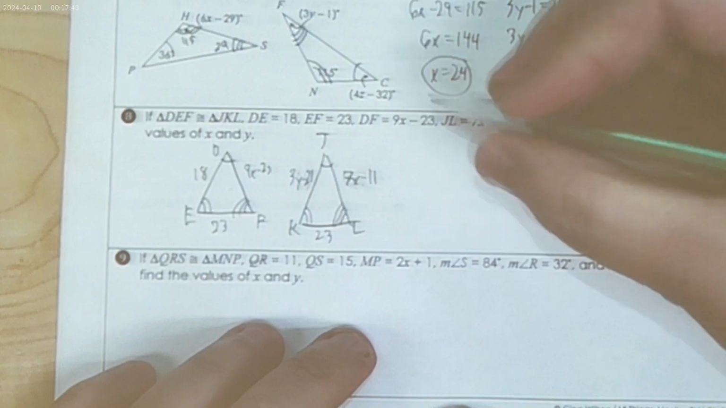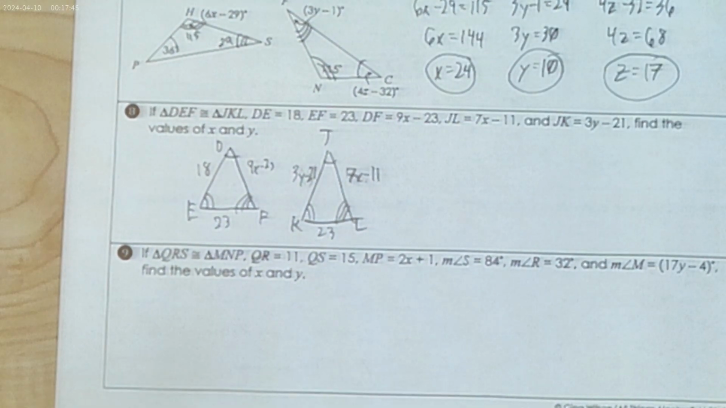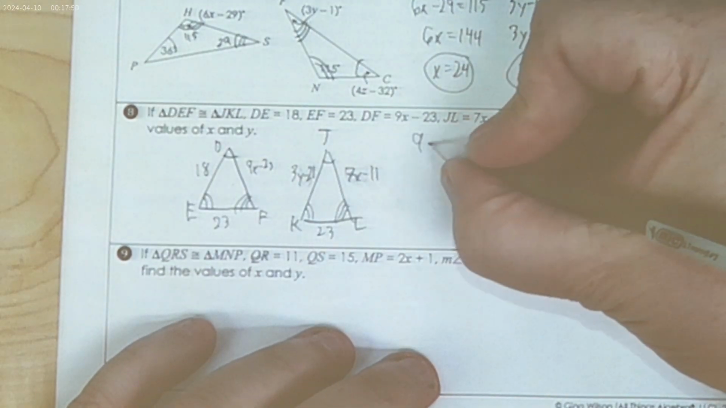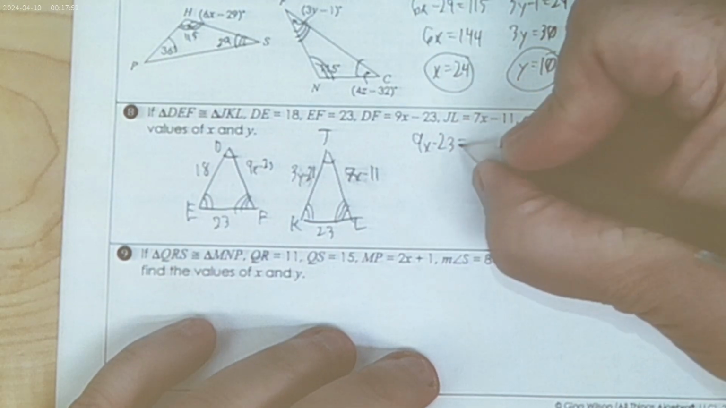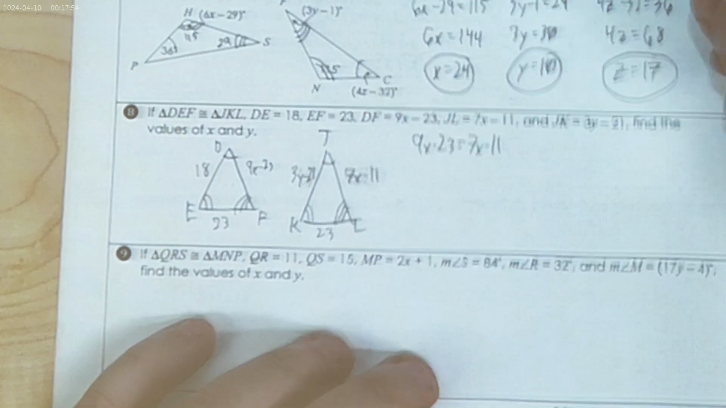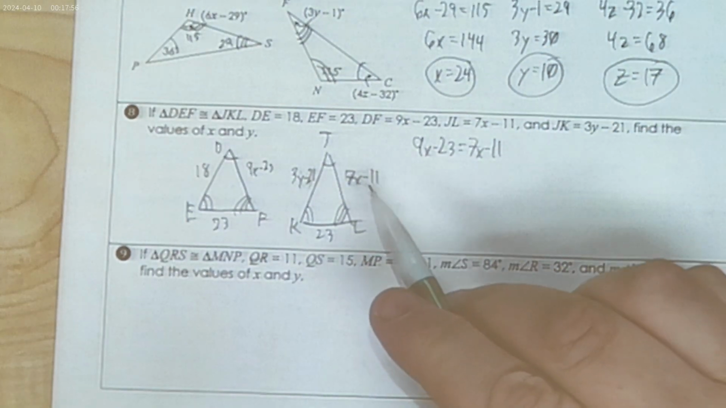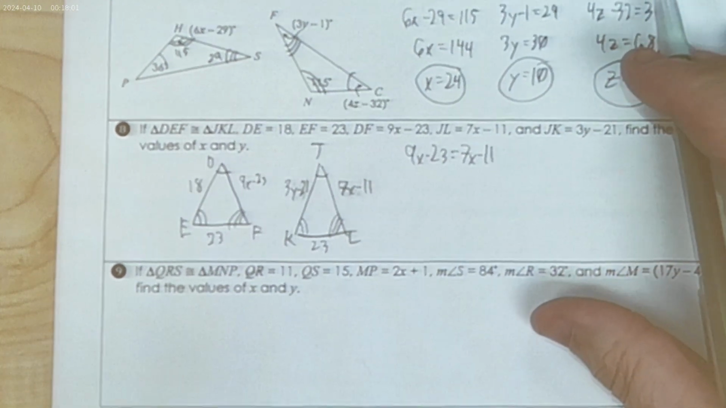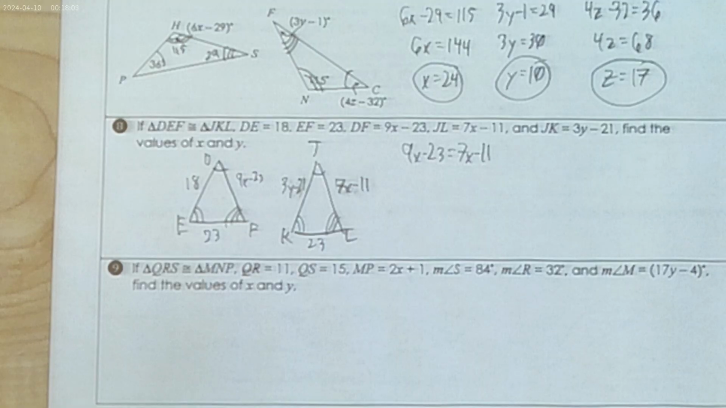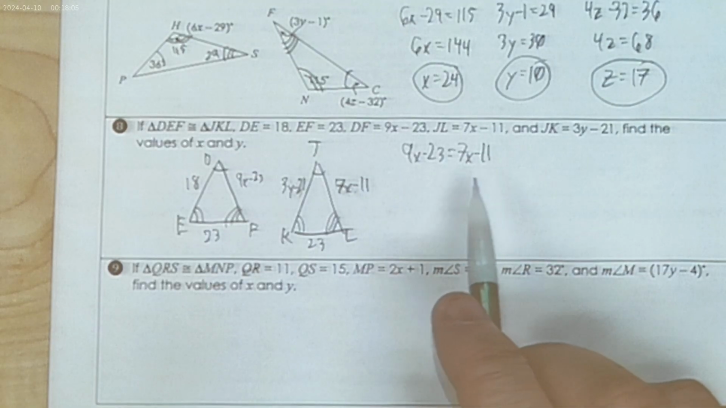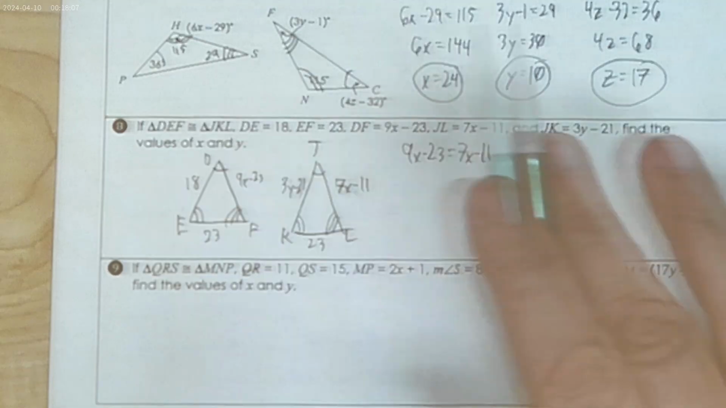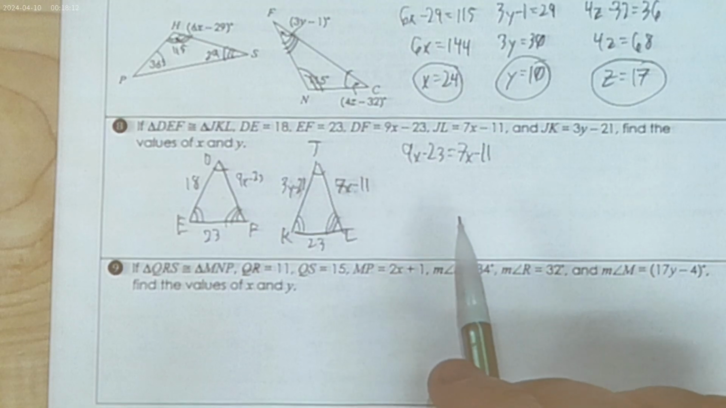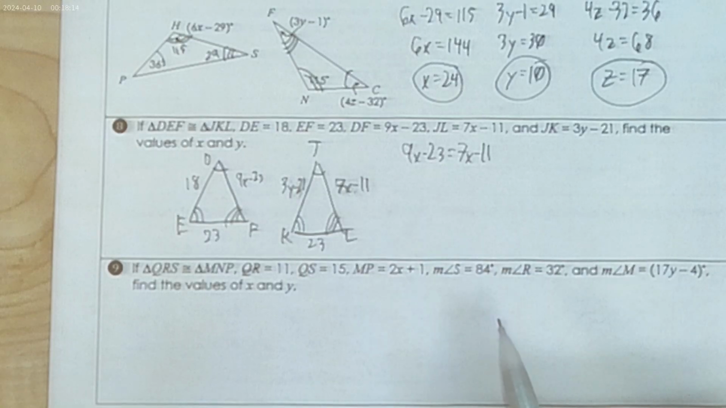So let's see. This one's going to be a little bit more complicated, but still, the process is going to be pretty familiar. So 9x minus 23 equals 7x minus 11. Again, if you just have something like 7x minus 11, it's completely meaningless. It's completely useless. There's nothing you can do with it. But if you say 7x minus 11 equals anything, even if it just equals another x, now you've got something you can work with.